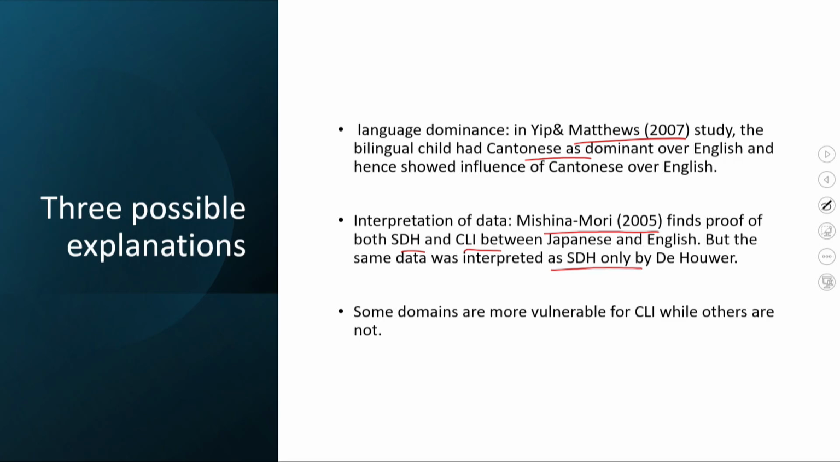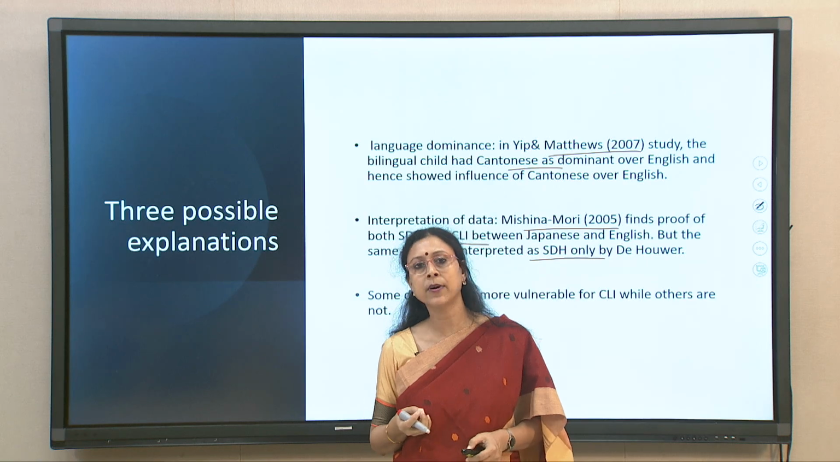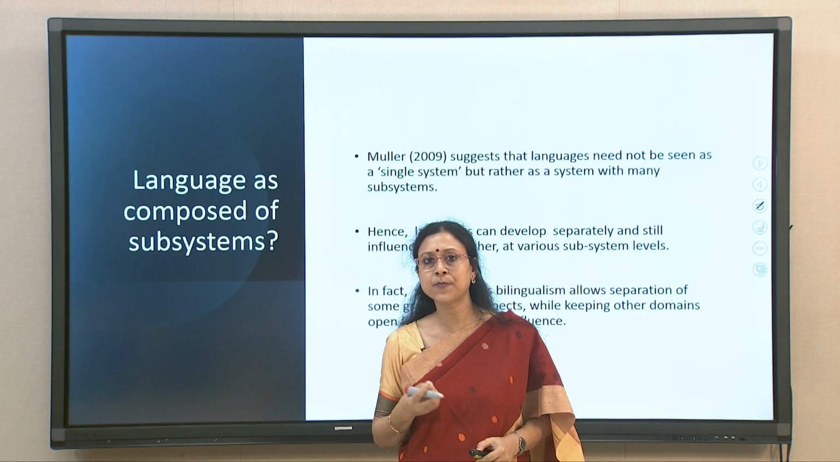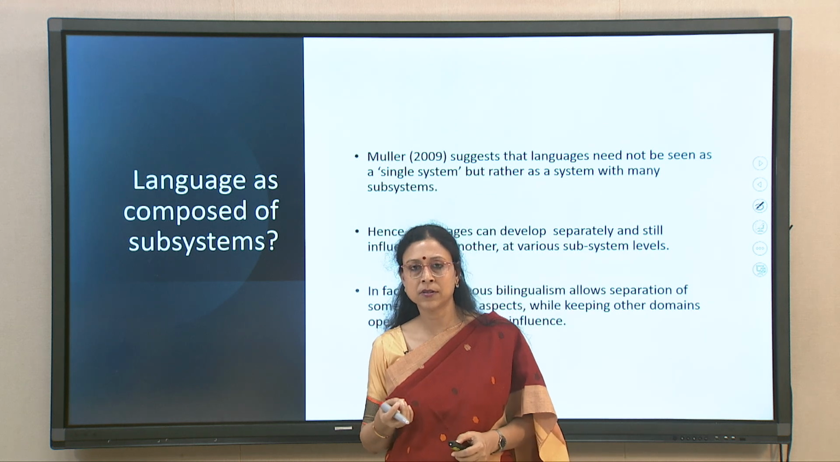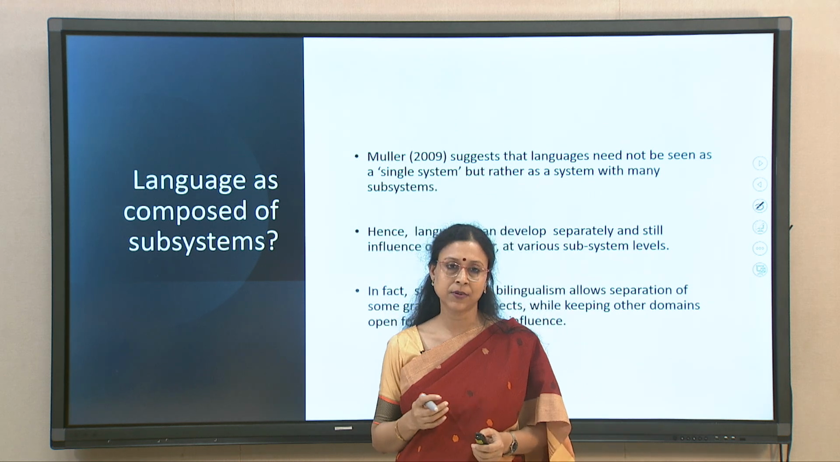Howard. So, this is what we mean. It depends on how you look at the data and what kind of tests you run. And then of course, there is another possibility: some domains are more vulnerable to CLI, whereas others are not, domains as in grammatical domains. So, that is why it is possible to have CLI even if you are talking about the separate development hypothesis.